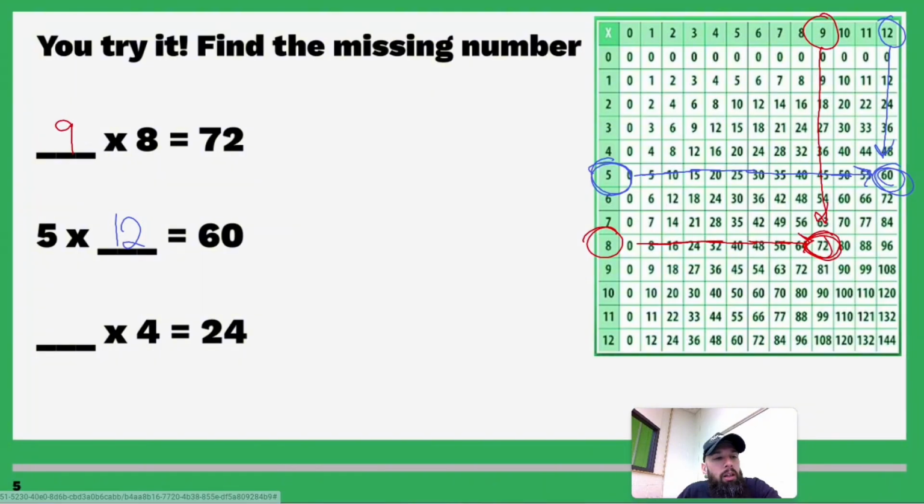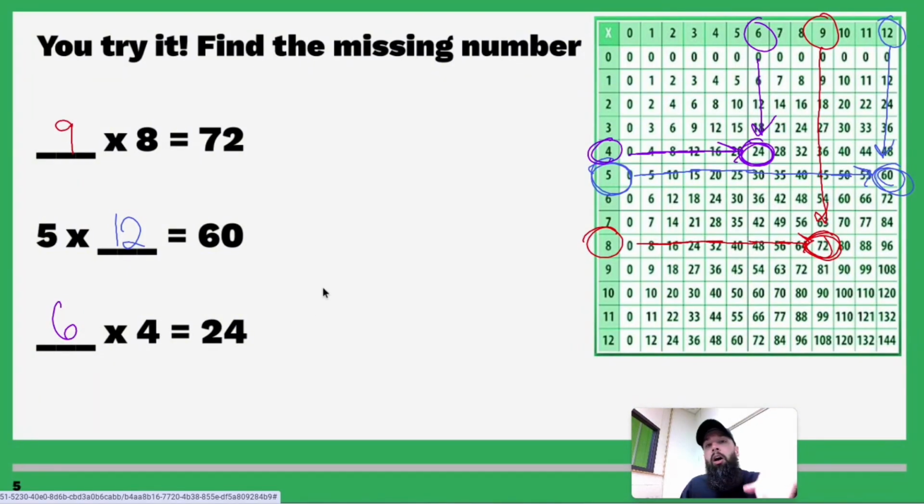What times 4 is 24? I don't want to use green on green. Pick 4. Go all the way over to 24. There you is. 6 times 4 is 24. See? Fun.